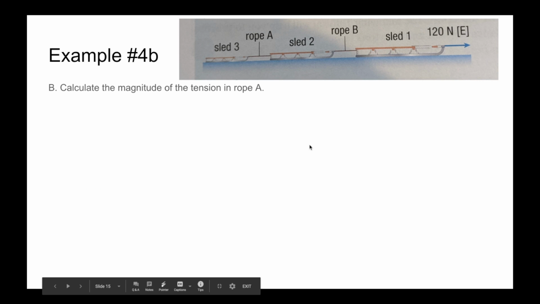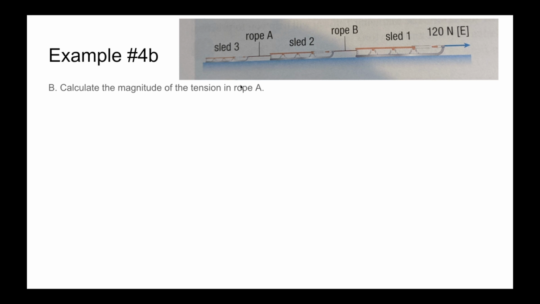Okay. Part B, calculate the magnitude of the tension in rope A. Now in this case, I'm going to draw the free body diagram of sled number 3, because I could do sled number 2, but it's more complicated because it's got two ropes attached to it, rope B and rope A. Sled 3 is easier to deal with because it just has that one rope attached to it, so it's going to be easier to solve.